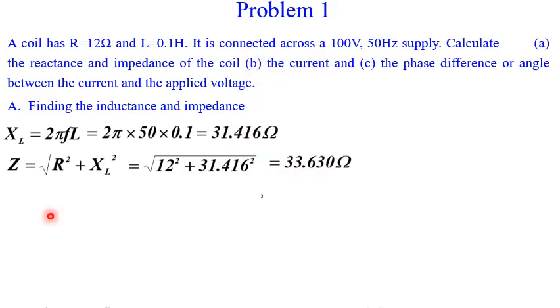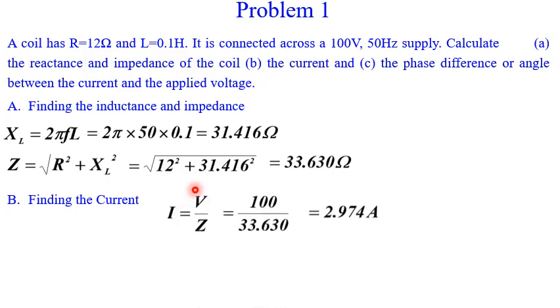Part B says we should calculate the current. From Ohm's law, V is equal to IR, but since it is now a combination of resistors, capacitors and inductors, it becomes impedance. So our V is equal to IZ. Calculating that, I is equal to V over Z. Our Z was 33.63 and our V was 100, so we simply divide 100 by 33.63 to get 2.97 amps.